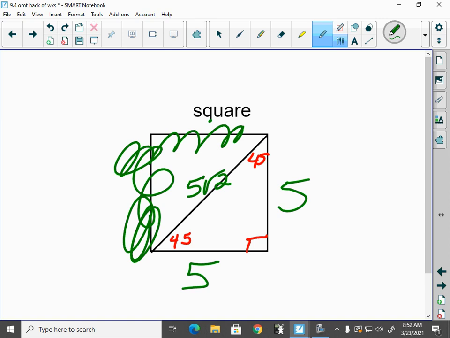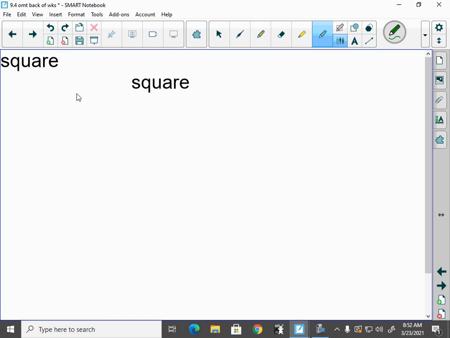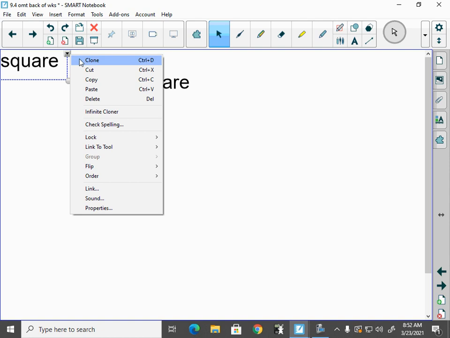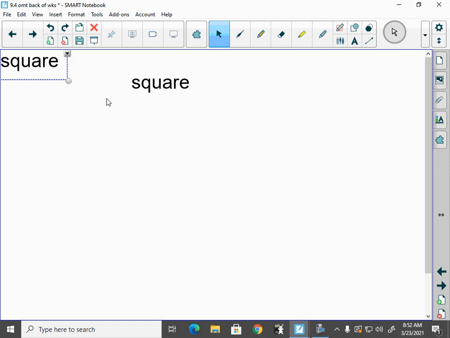Wait, what would be the question? If the length of the sides of a square are 5, what's the diagonal length? Ooh, I don't like it. Let's try another one. Ready? Hey, everybody. Square, square. Nice. That bothers me. Delete. See ya.